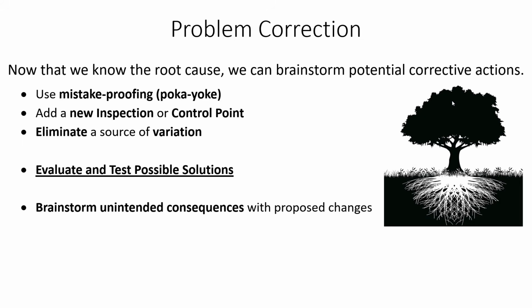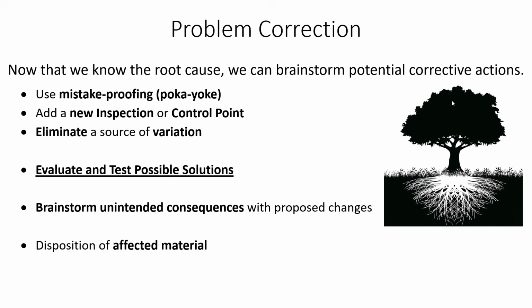Now, there's one other step here that I think is incredibly important, and that's brainstorming unintended consequences associated with proposed changes. So when you're evaluating those possible solutions, don't just think about, hey, obviously, is this going to be effective or not? It's really important to also ask yourself, is this corrective action going to have some sort of unintended consequence somewhere else in our value stream? Because that needs to be factored into the decision.